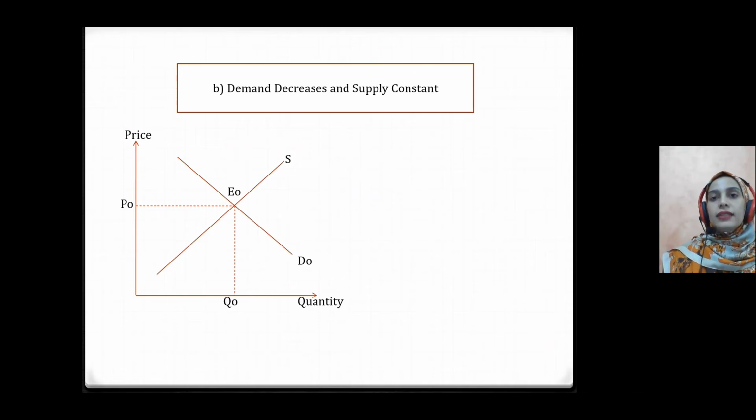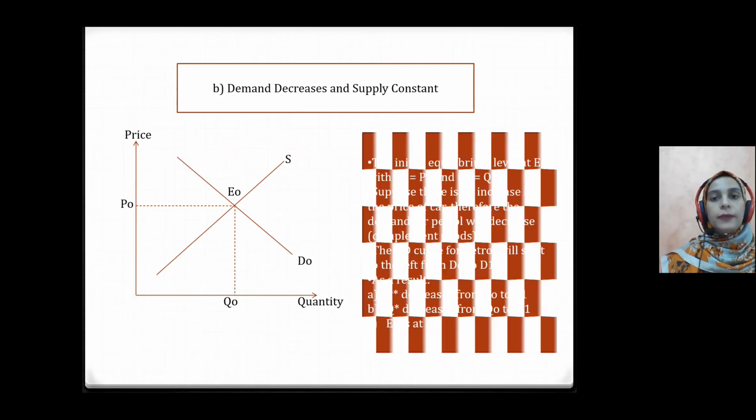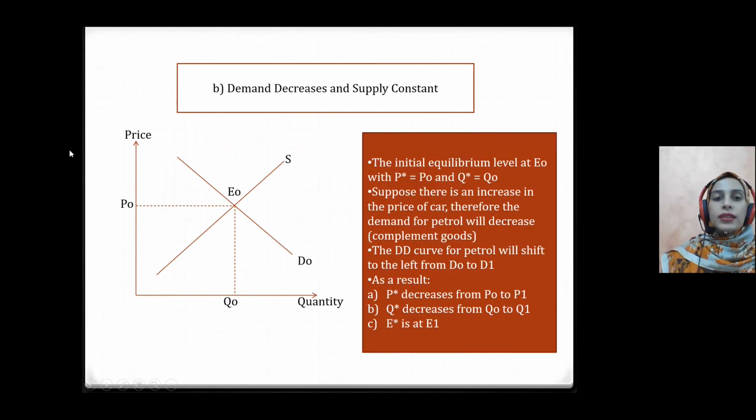So we look at the second example, demand decreases and supply constant. So we sketch the initial position first, then we look at the situation. Suppose there is increase in the price of car. So what happened to the demand for petrol? So car and petrol are known as complementary goods. So it is the determinant of demand. So it will affect the demand curve.